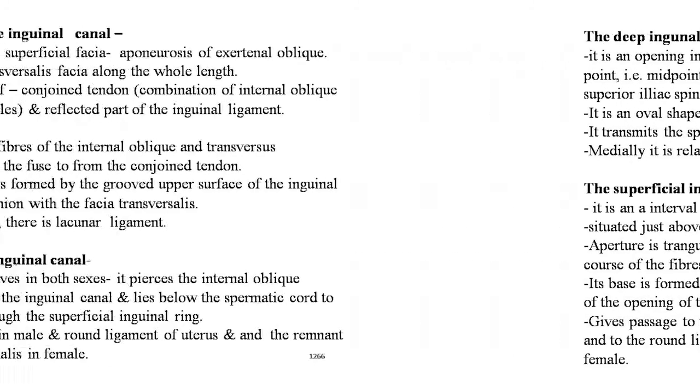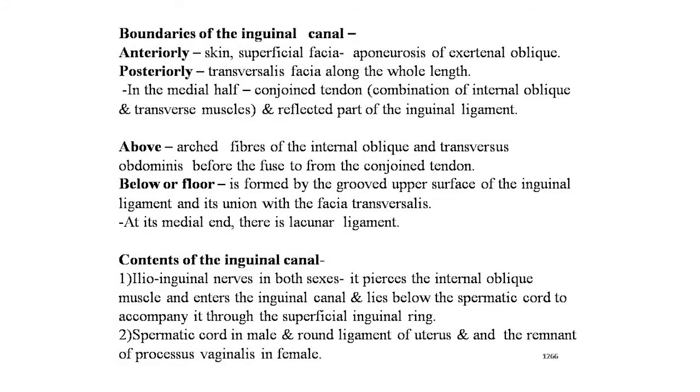Now, the boundaries of the inguinal canal: anteriorly, skin, superficial fascia, and aponeurosis of the external oblique; posteriorly, transversalis fascia along the whole length, and in the medial half, the conjoined tendon, a combination of the internal oblique and transverse muscle, and the reflected part of the inguinal ligament; above, arched fibers of the internal oblique and transversus abdominis before they fuse to form the conjoined tendon. Below, the floor is formed by the grooved upper surface of the inguinal ligament and its union with the fascia transversalis. At its medial end, there is the lacunar ligament.